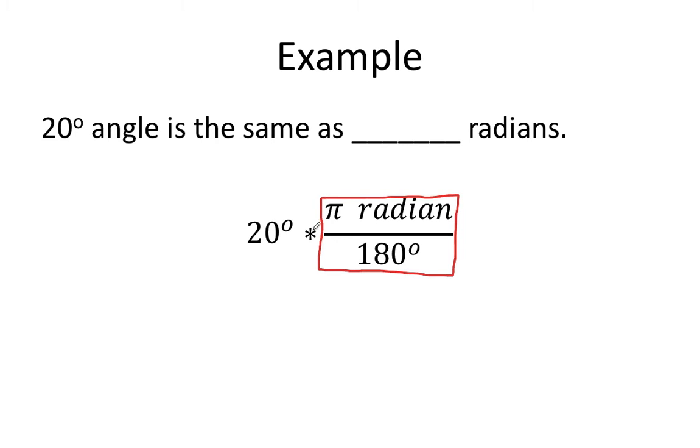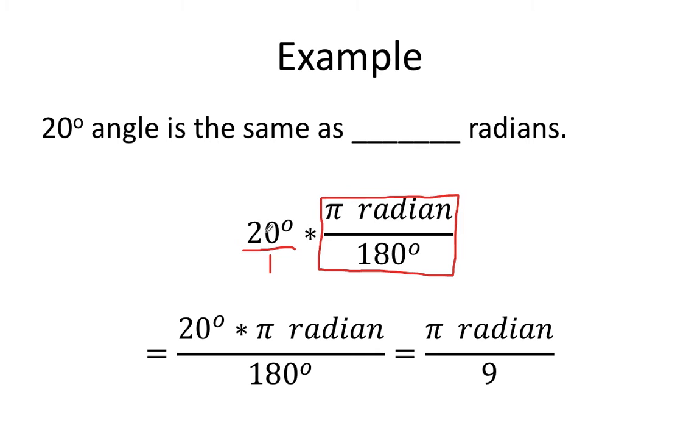And we know multiplying times 1 will not change the value. So at the end, my answer will be equal to this right here. Okay, so how do you multiply these two? When you're multiplying by a fraction, you're going to put 1 right here, because 20 degrees divided by 1 is equal to 20 degrees. And then you multiply the two tops of the fraction.